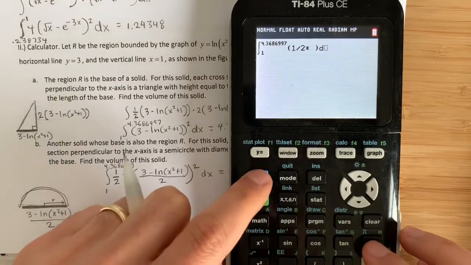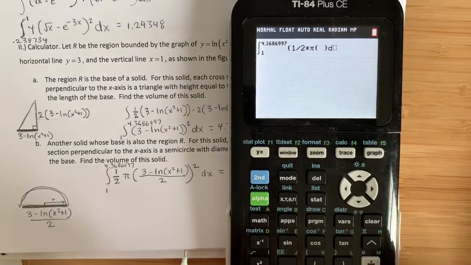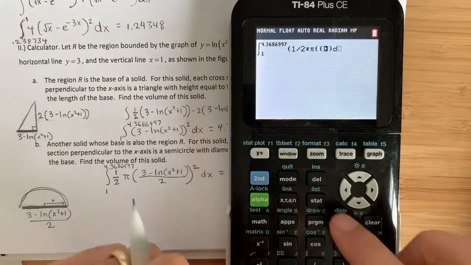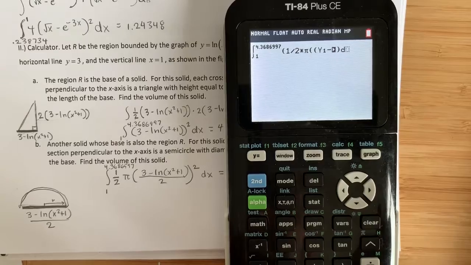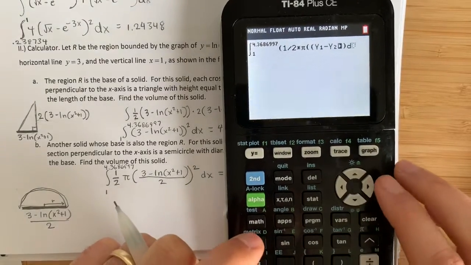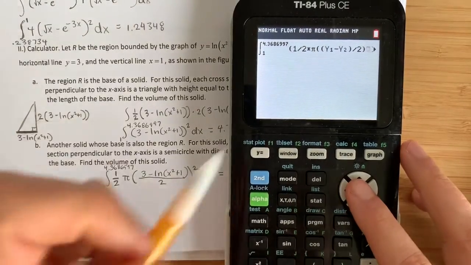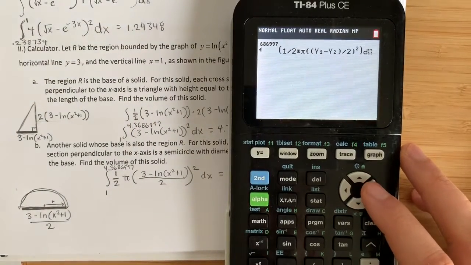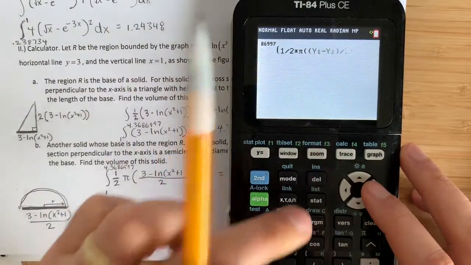Okay, so now I've got to go 1/2 times pi times parentheses here. So I'm going to do another set of parentheses I think is needed. Bars, and then I've got to go y1 minus bars y2. Close that, divide by 2, and then close that. And so this whole thing needs to be squared right here. And let's double check that that looks right. And I think that looks good.